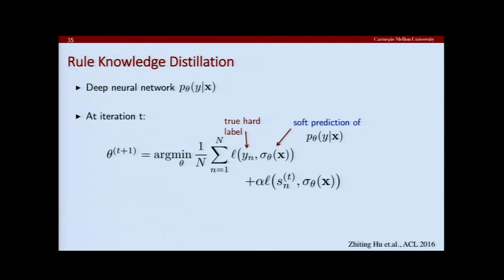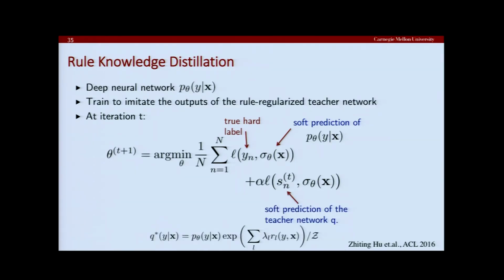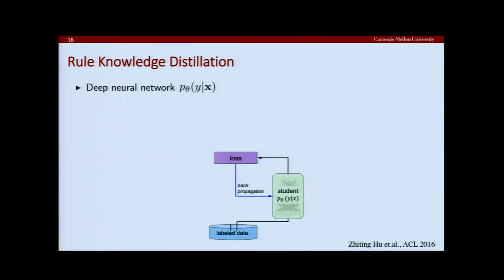But then I'm going to have this auxiliary part where Sn are going to be soft predictions of the teacher network. So you're looking at the output of your standard model, and you're trying to push it towards soft predictions of the Q network. And this Q network has rules or constraints embedded into the model. And this is a balancing factor that you have to balance between the two. So pictorially, it looks as such. Imagine that I have label data. I'm building my model. I have my backpropagation algorithm. And now I have some constraints or some logical rules.